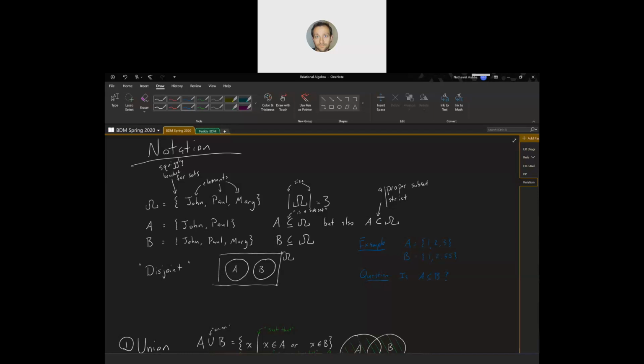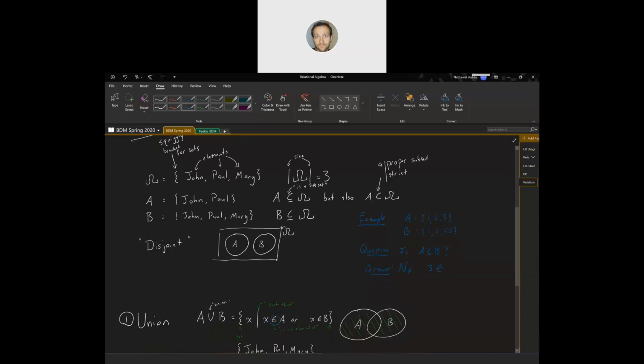Okay, it looks like there's some overwhelming consensus. Correct. A is not a subset of B. Although they share some common elements, 3 is not an element of B, so A is not a subset of B.